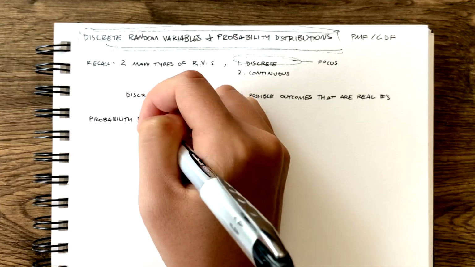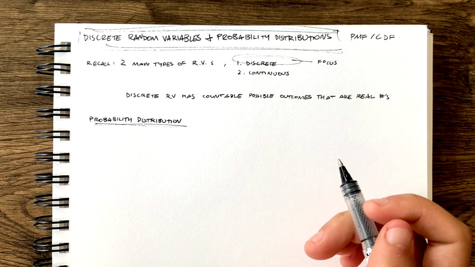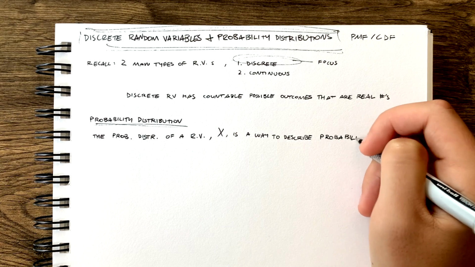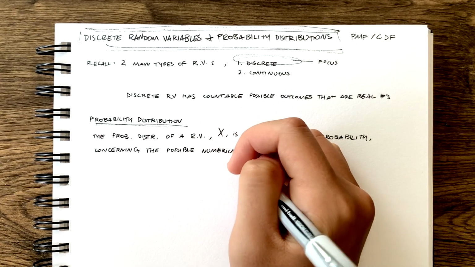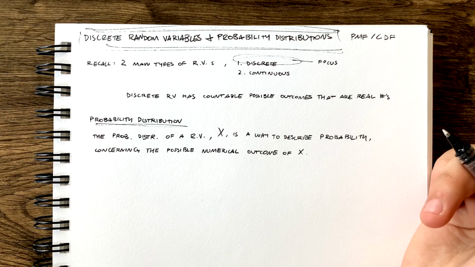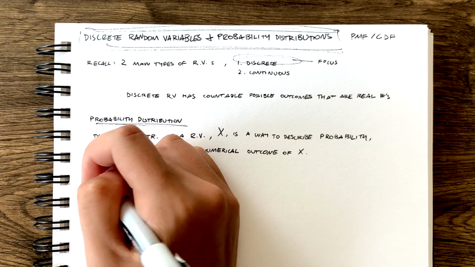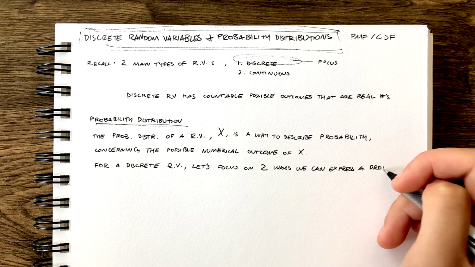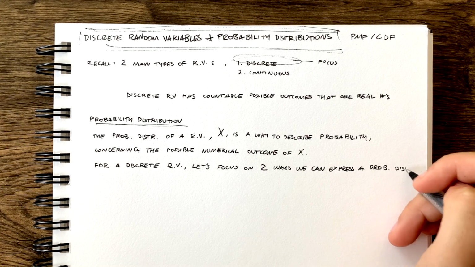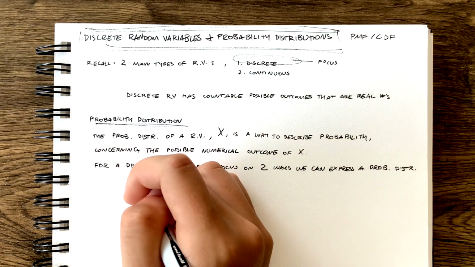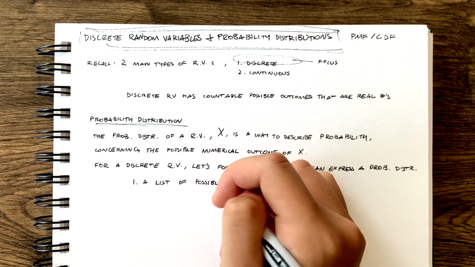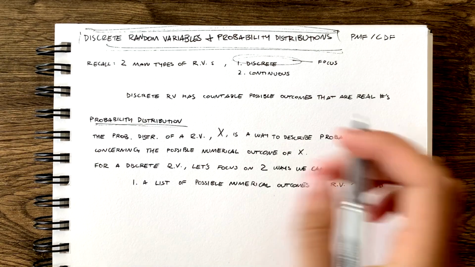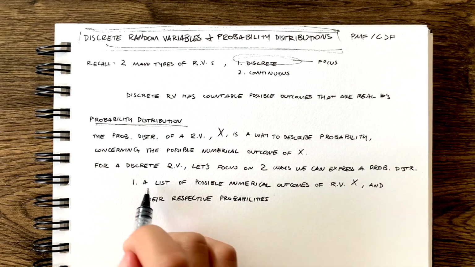Firstly, let's talk about probability distributions. So a probability distribution of a random variable, let's just call it x, is a way that we can describe probability concerning the possible numerical outcome of this random variable x. And so for a discrete random variable, let's focus on two main ways that we can express a probability distribution. The first one will be a list of possible numerical outcomes of random variable x and their respective probabilities.